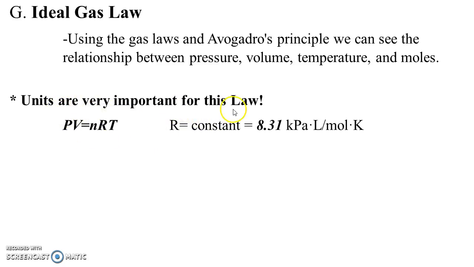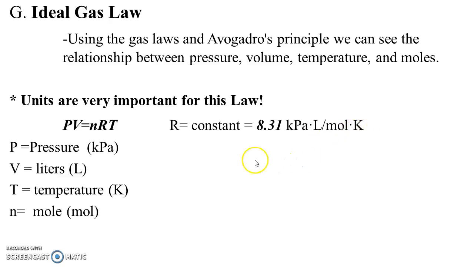Units are very important for this law. We have pressure times volume is equal to the number of moles, that's what n stands for, times a constant, R, times temperature. The constant R is equal to 8.31 kilopascals times liters divided by moles and Kelvin. So jot this down, and we're going to do an example problem using PV = nRT. A lot of times we say "pervert" to help us remember this equation, PV = nRT.